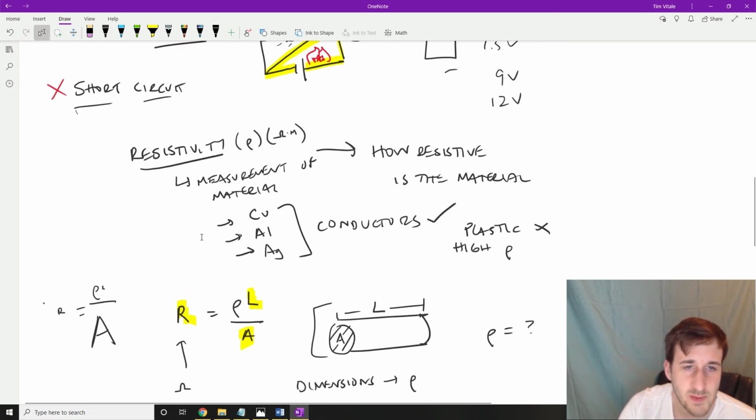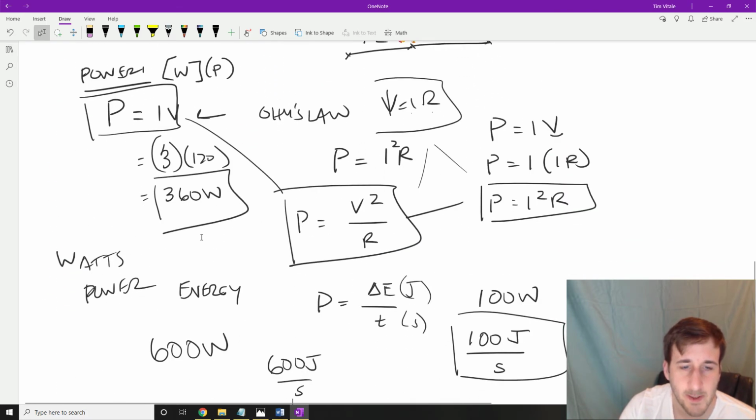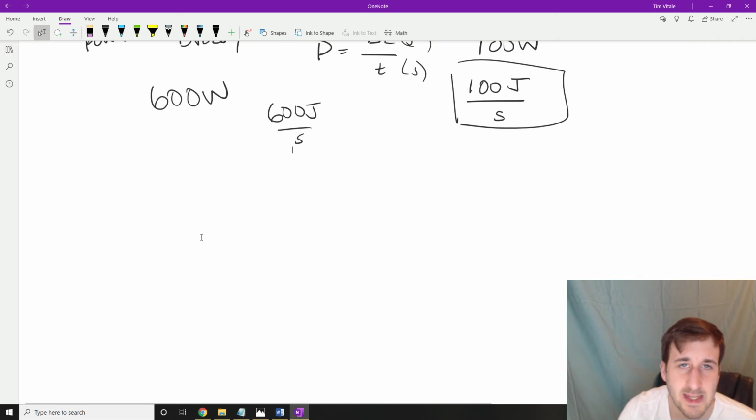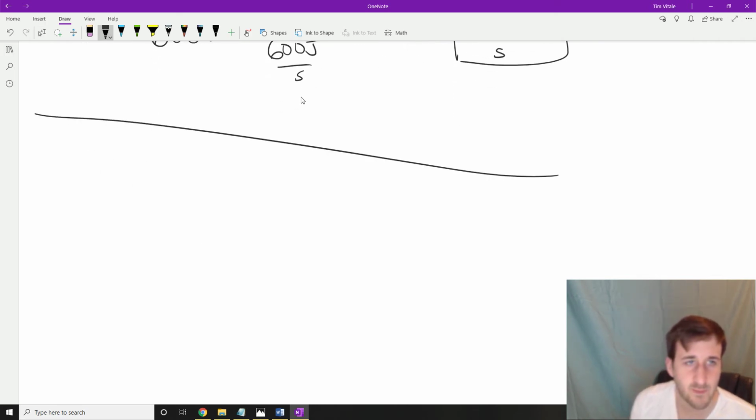All right, I'm trying to think. I'm pretty sure that's all the basics of circuits without getting into the nitty-gritty circuit analysis stuff. Wow, I cannot draw a straight line to save my life.